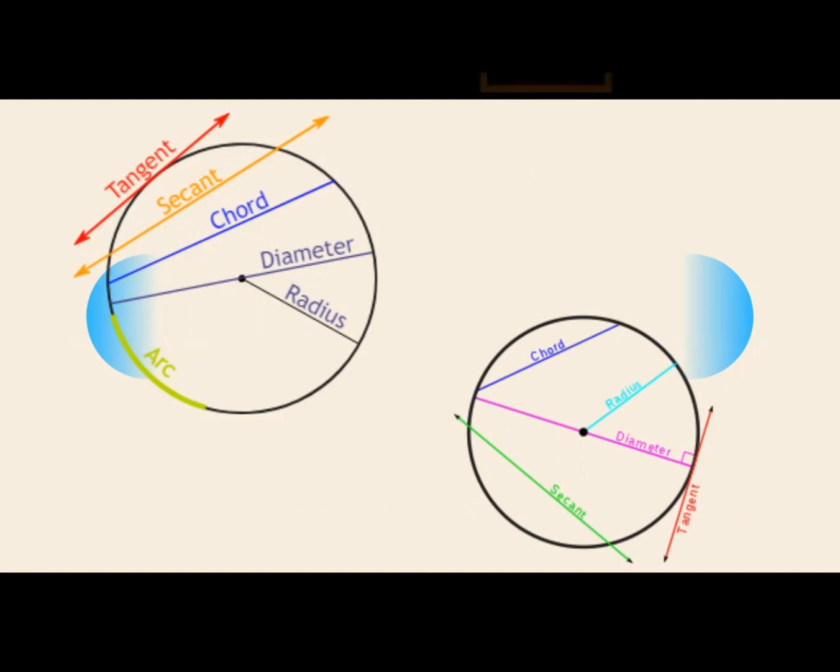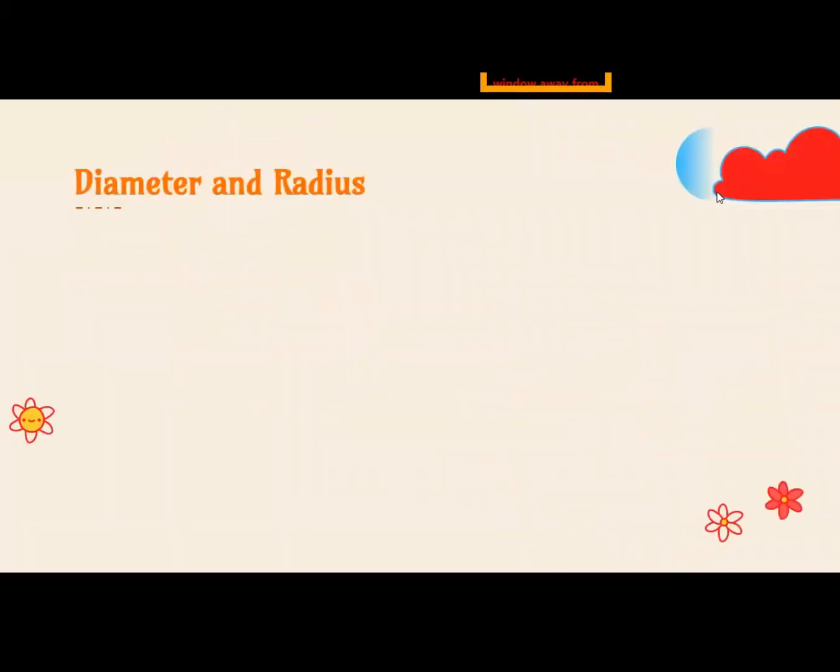It shows the perpendicular property that tangents have, so I guess it's also kind of useful. Anyone who wants to replicate this, you can go ahead and do that. But we're going to move on a little bit. Okay, so first, let us learn about diameter and radius in depth.